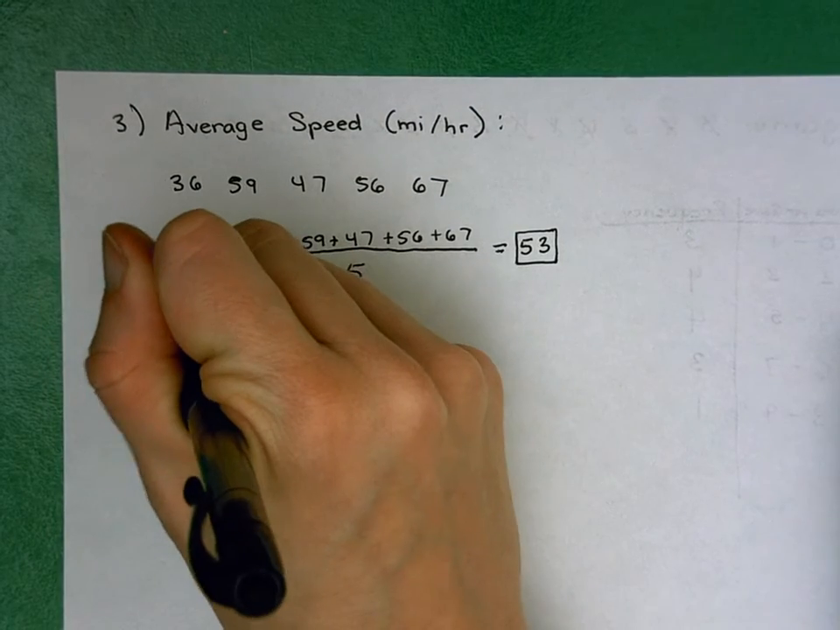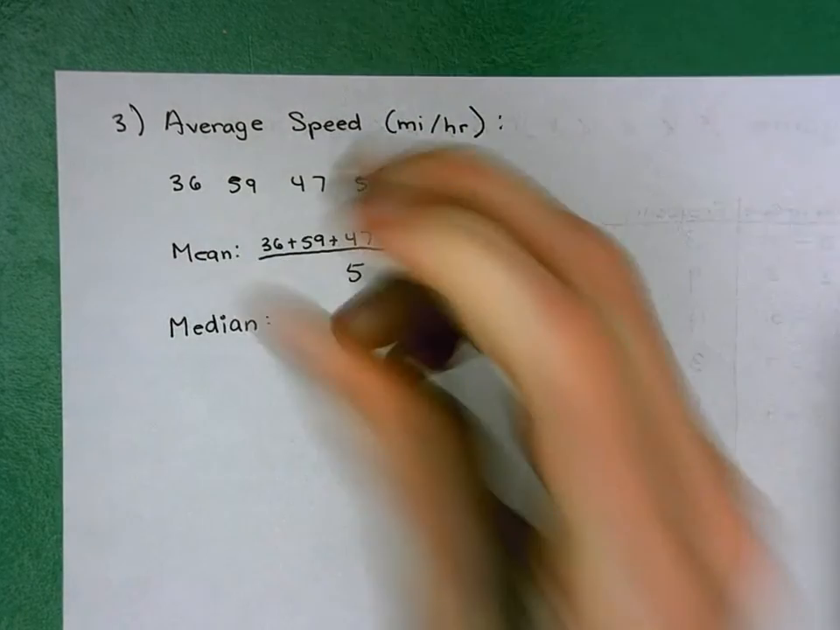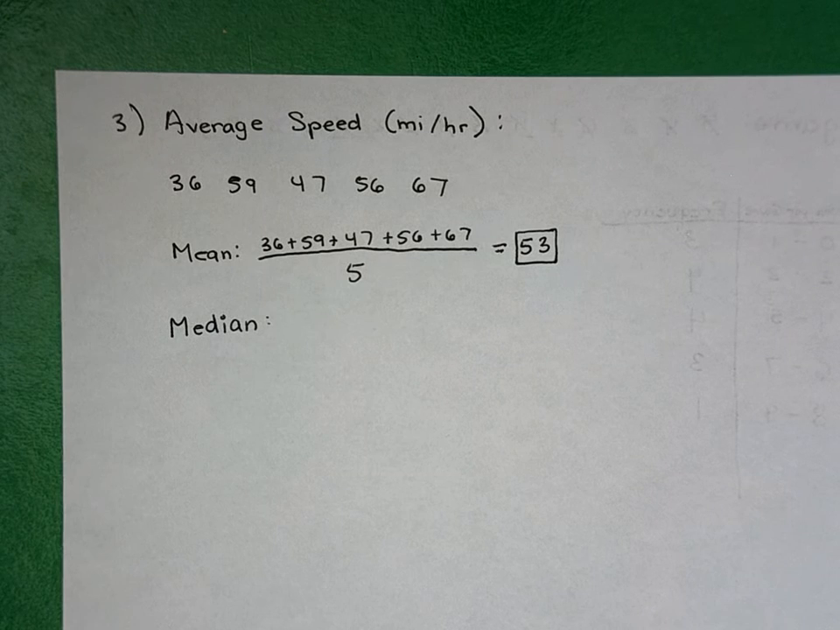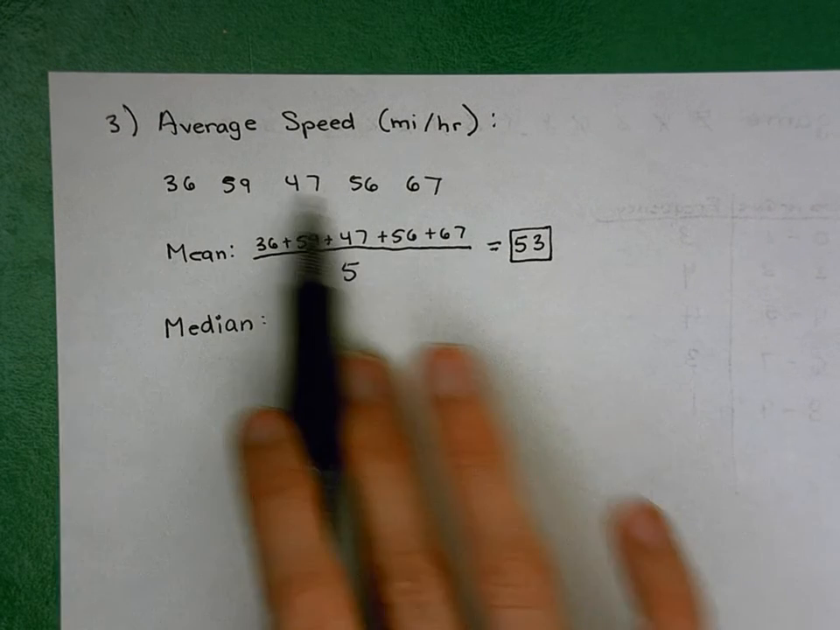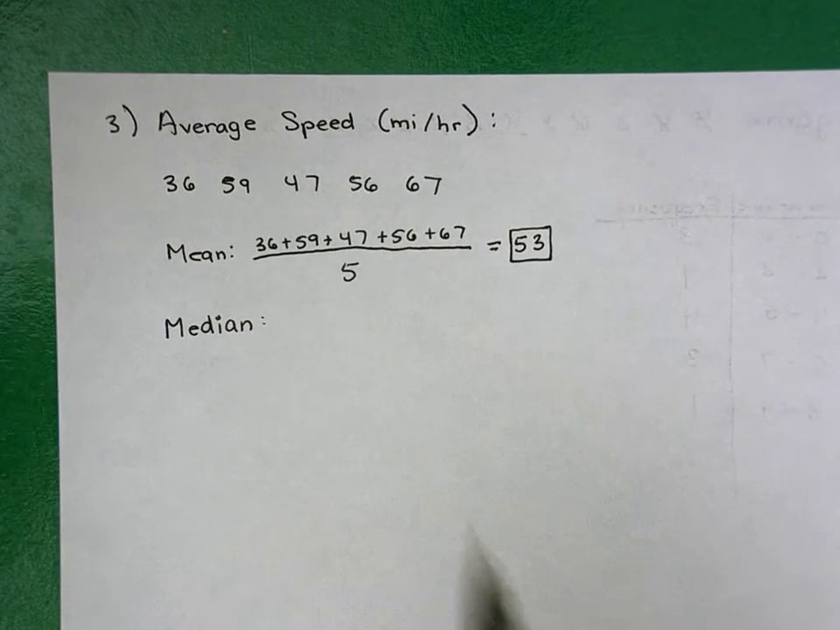Median. Median is the middle value, right? Now, one important thing about median, when you calculate it, your numbers have to be in numerical order. These numbers are not in numerical order, so I can't yet find my middle value. I first have to rewrite these in numerical order.